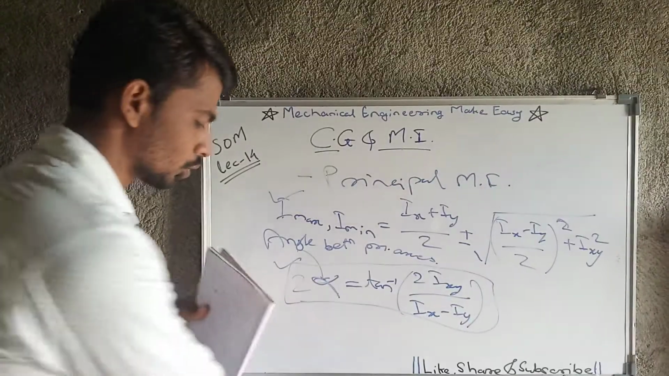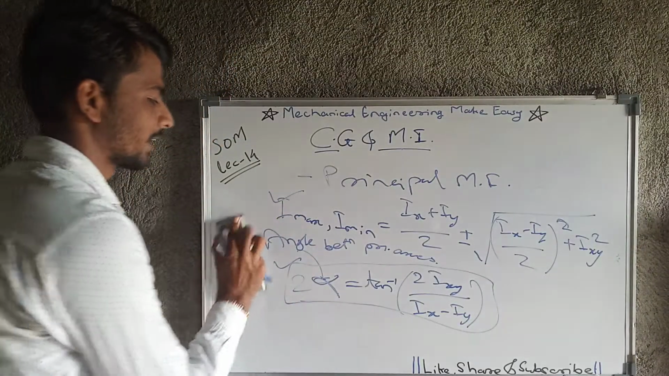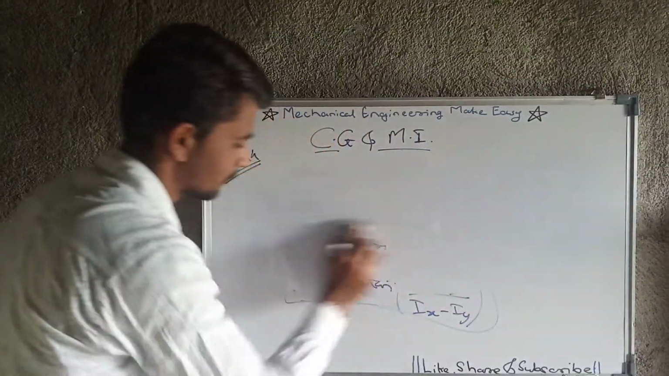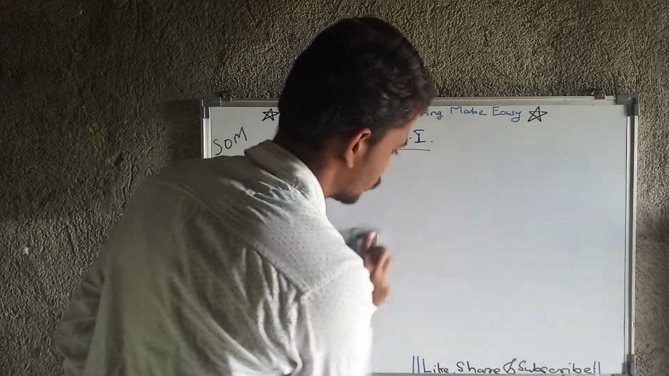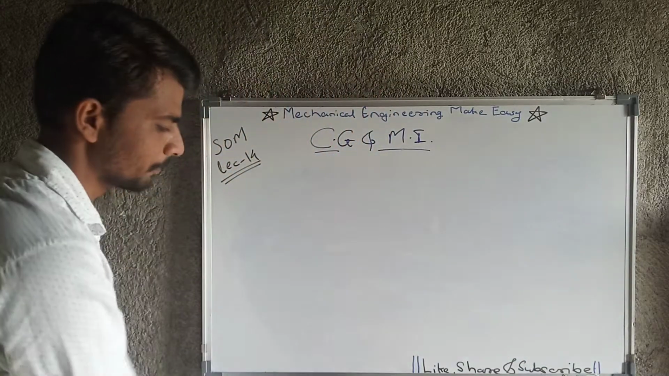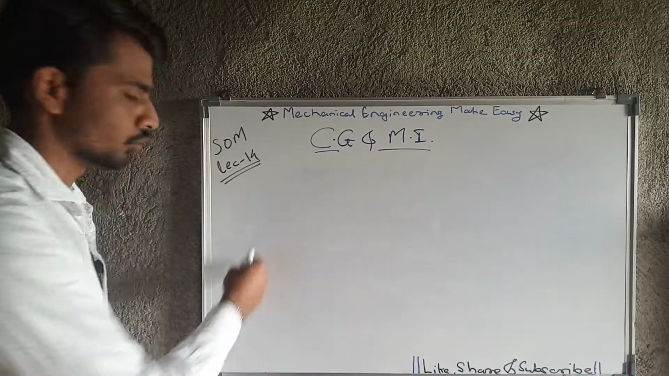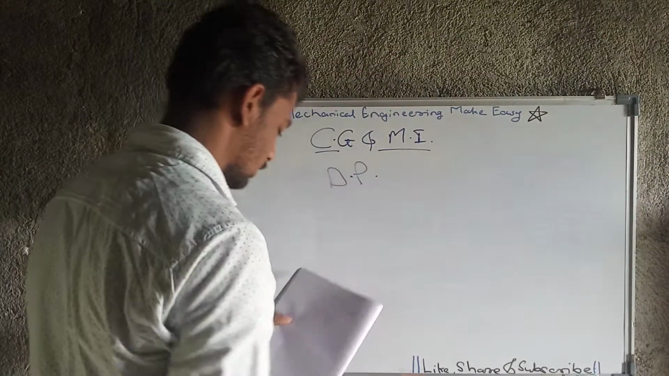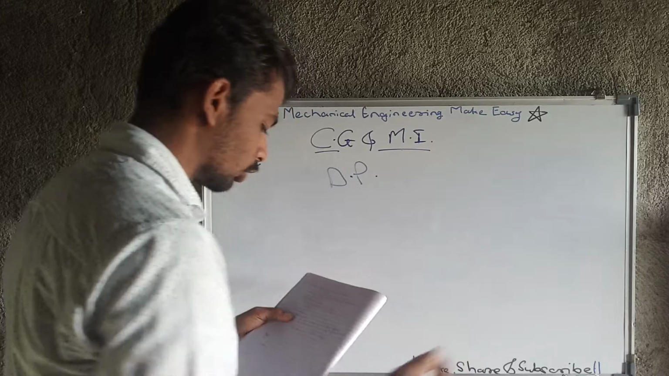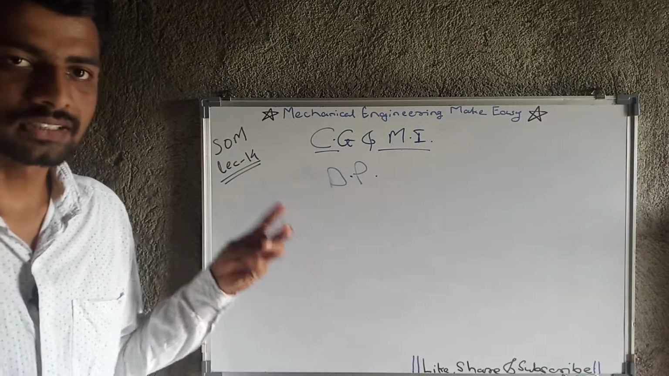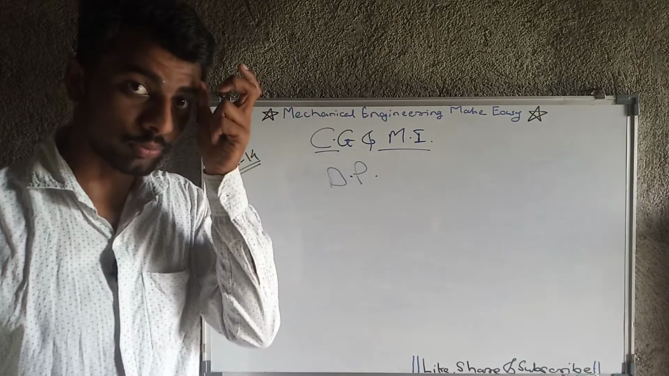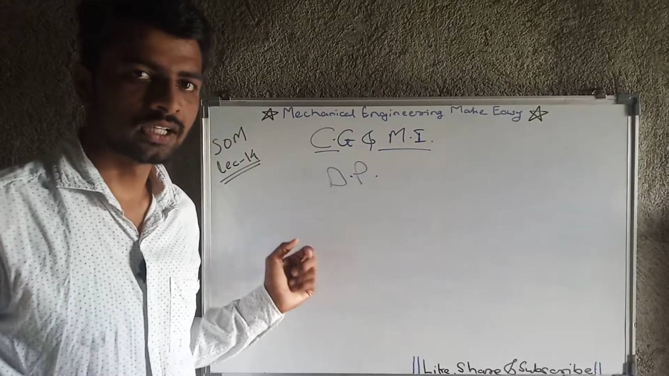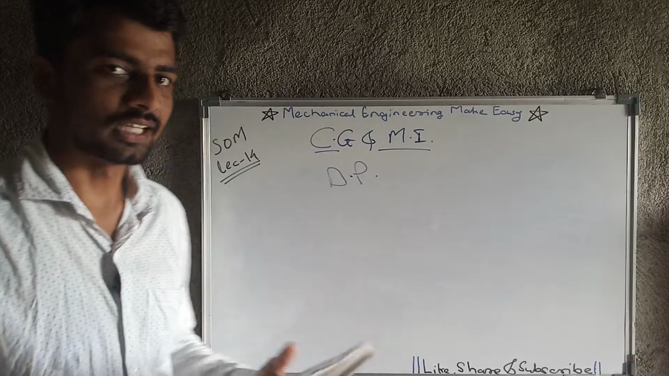Then we will move towards the last topic of our lecture, the bonus point. As you know, at the end of every lecture I come up with some bonus points for you. These bonus points will help you in studying and in solving numericals. So the bonus point for today's lecture is polar moment of inertia. There are mainly two terms of moment of inertia: one is our normal moment of inertia and another is polar moment of inertia.